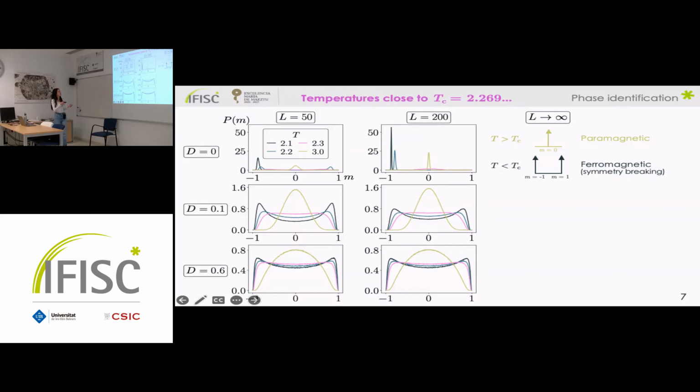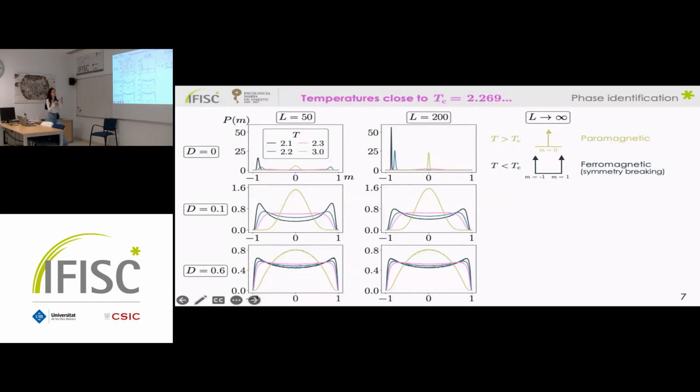The first thing that we can see is that in this case, for the temperatures considered here below the critical temperature, there are jumps between the two ordered states of the magnetization, even for the large system size. And then for temperatures above Tc, we still have a single peak around m equal to 0, but now the distributions are much wider than before.